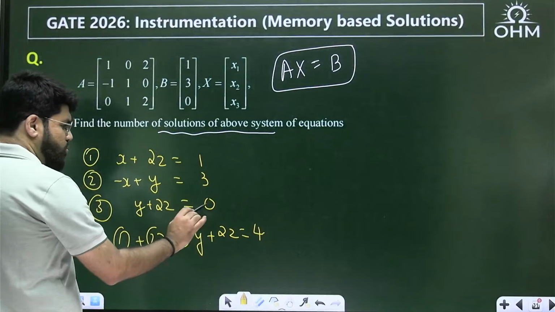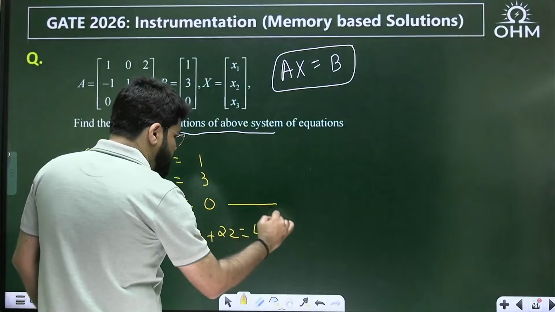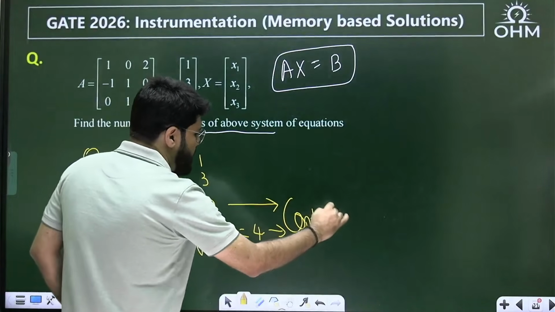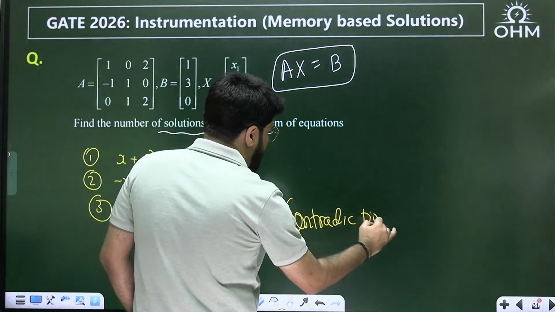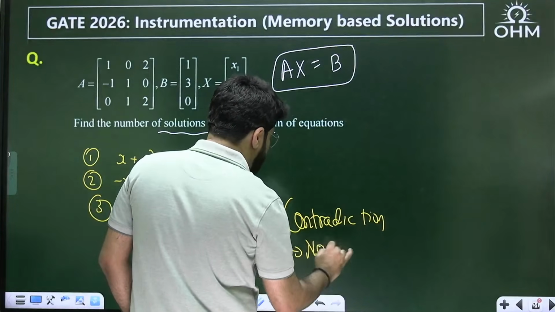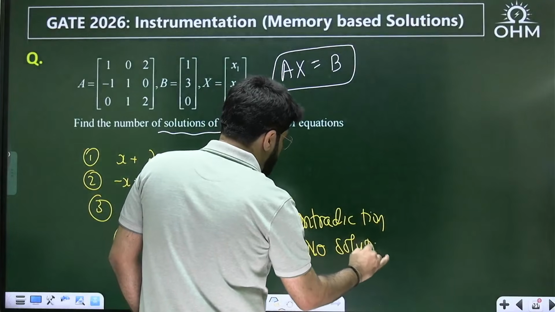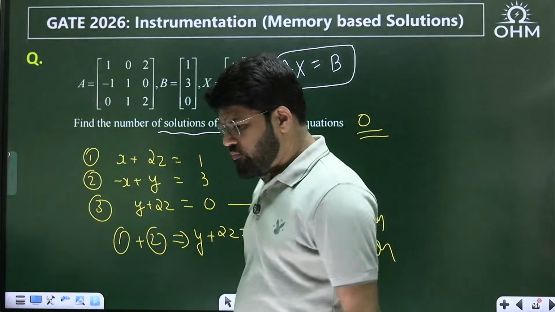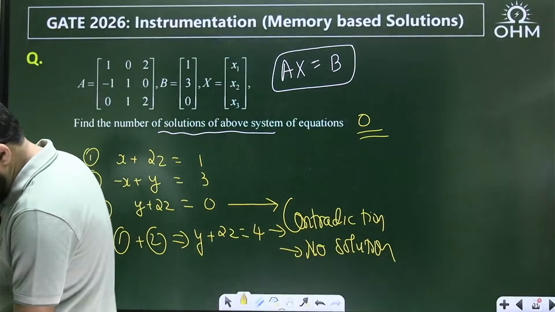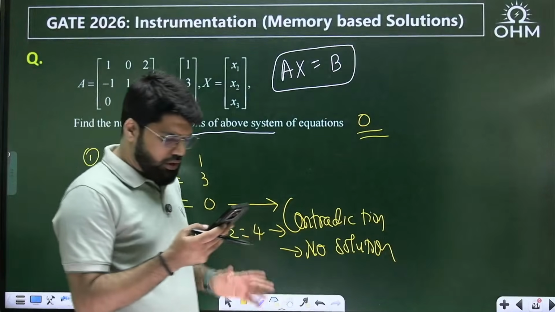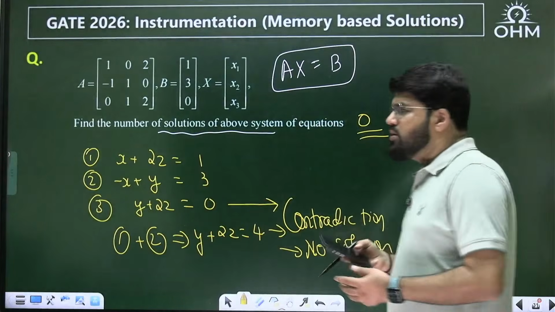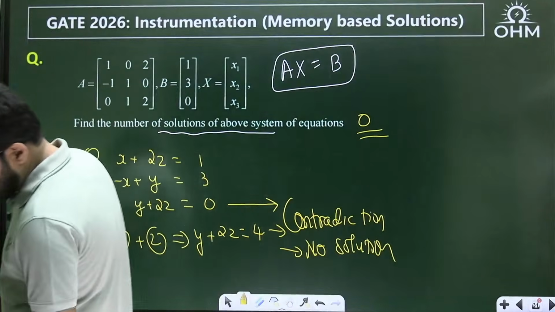But what is equation number 3 telling? y plus 2z equal to 0. And y plus 2z equal to 4. Whom to trust? Someone is wrong. Contradiction. The system of equations can never be solved. No solution. So if they have asked the number of solutions, it has to be 0. Contradiction case. Done? Easy.